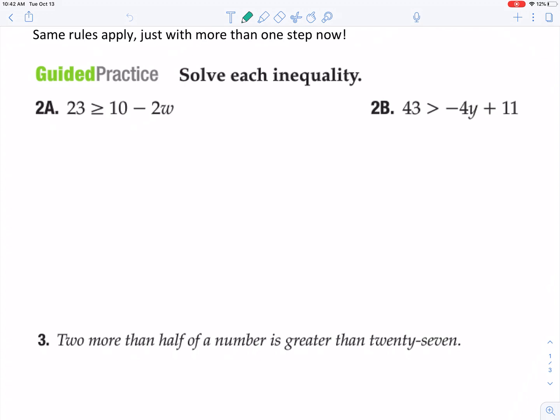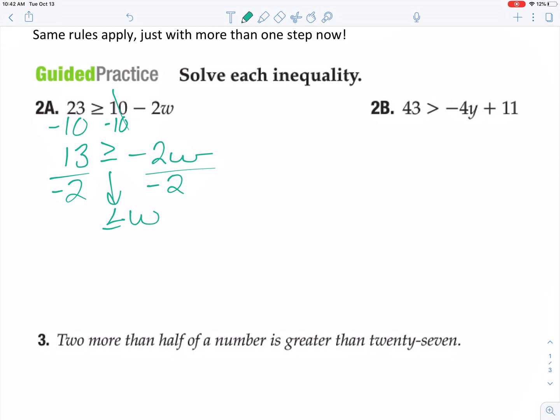So for 2a, the first thing I'm going to try might be to subtract 10. That looks good. So 23 minus 10 is 13. And it looks like I need to divide by -2. Look at that, multi-step. That's what we're doing today. Whoa, stop, stop, stop. Did you divide by a negative? Yes. All right, then switch the sign. And let's see, positive 13 divided by -2 is -6.5.